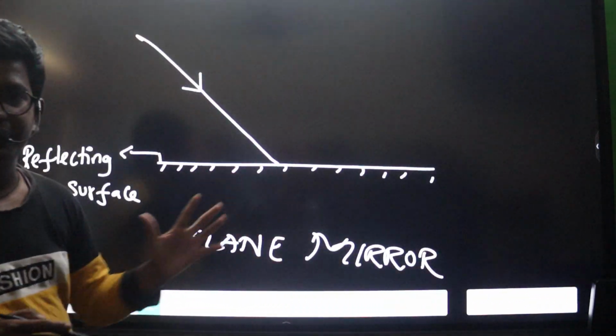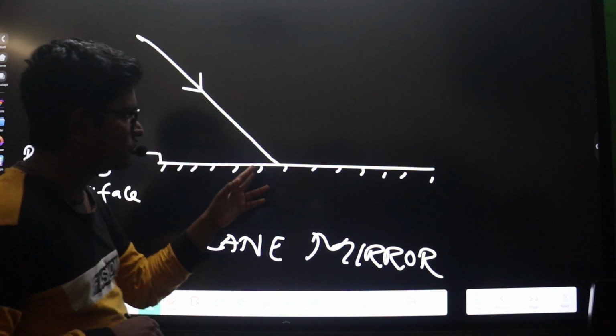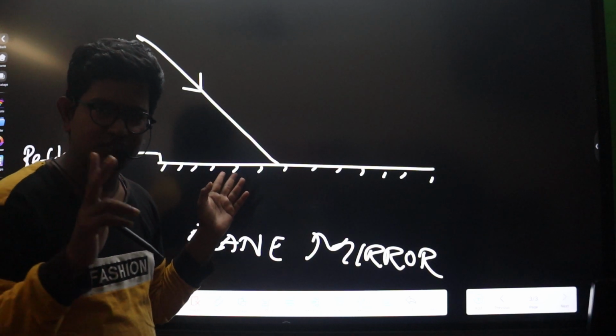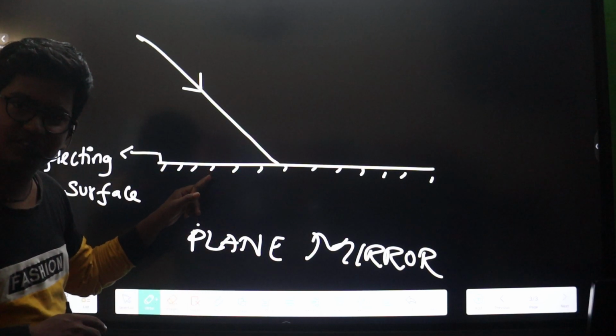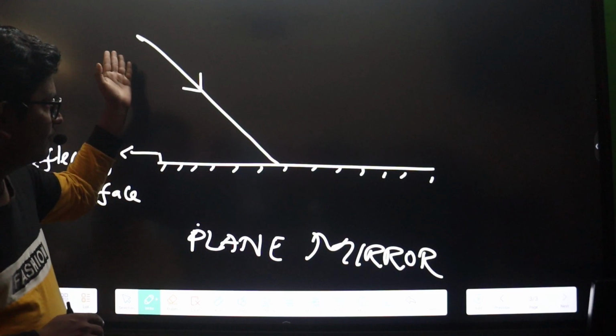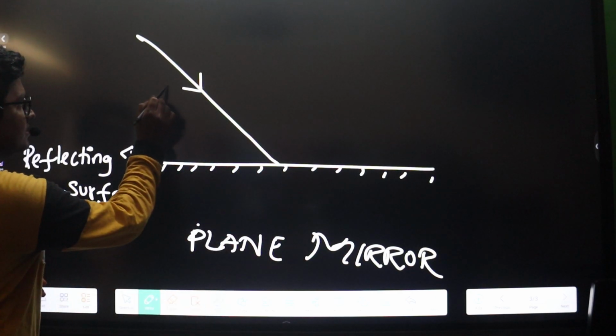So it is a plane mirror here. This is a ray. So the ray which is going to strike the reflecting surface of a plane mirror. A plane mirror has two surfaces. One surface is the silvered surface and one surface is the reflecting surface. So the ray which is going to strike the reflecting surface of a plane mirror is known as the incident ray.